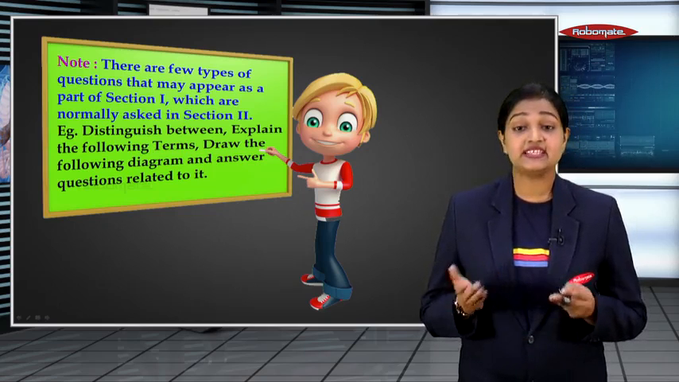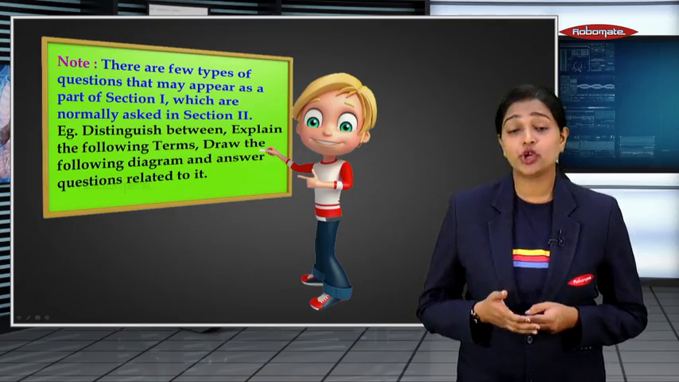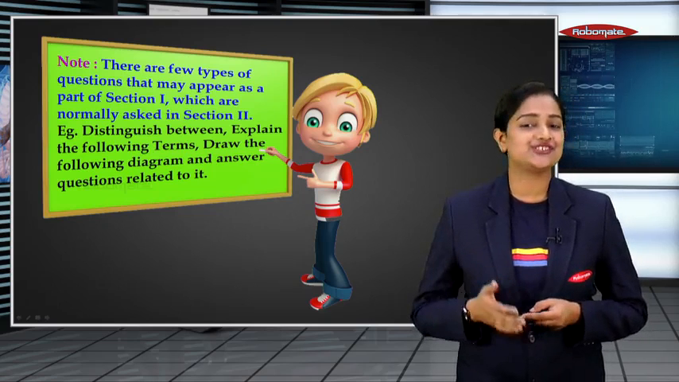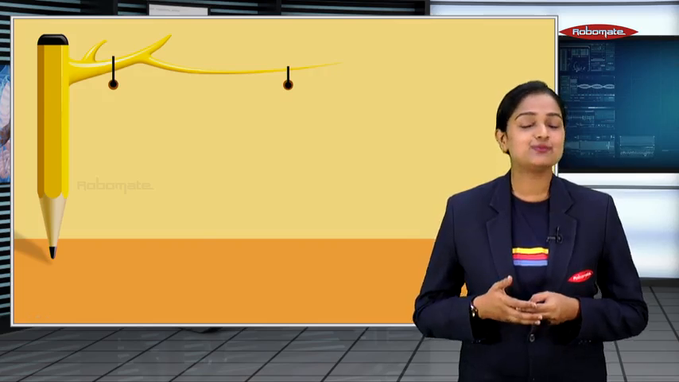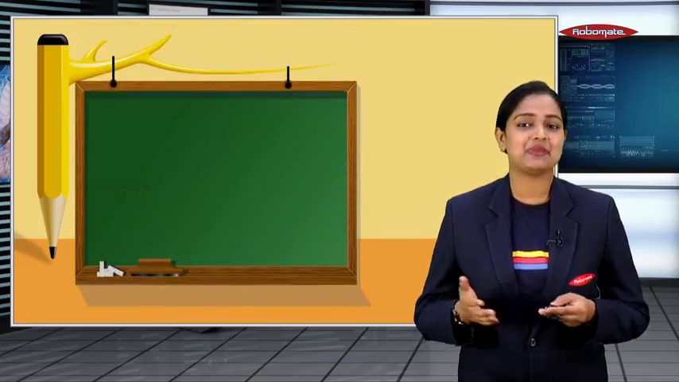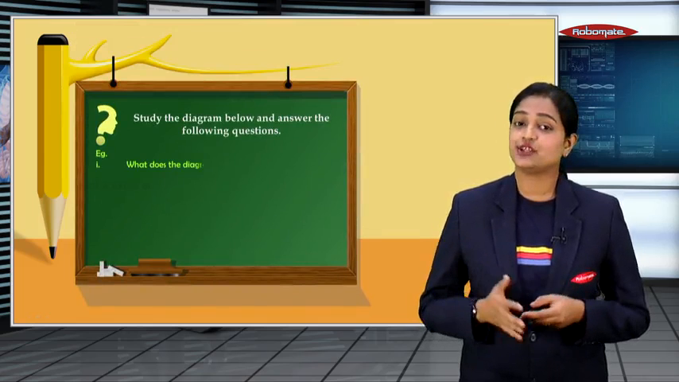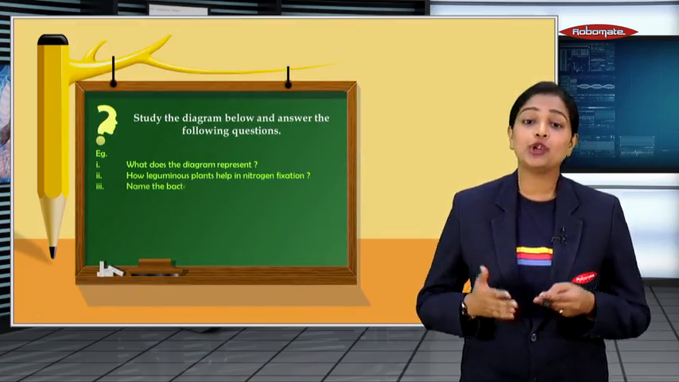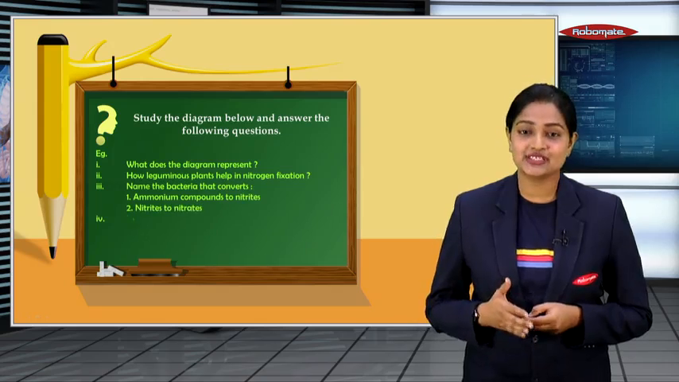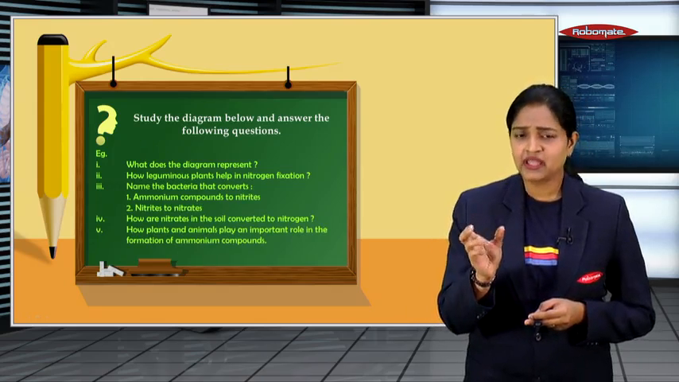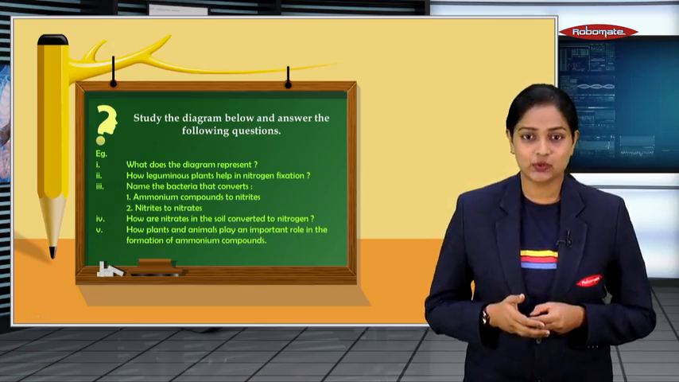For example, distinguish between, explain the following terms, draw the following diagram and answer the questions related to it. Let us move on to the next type of question which can be asked in your paper. Study the diagram below and answer the following questions. We all know that diagram based questions are obviously asked in section 2, where they will give you a diagram and there are few questions associated with it.